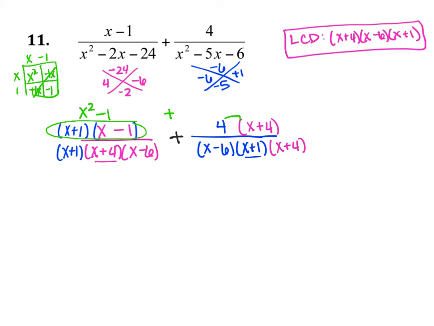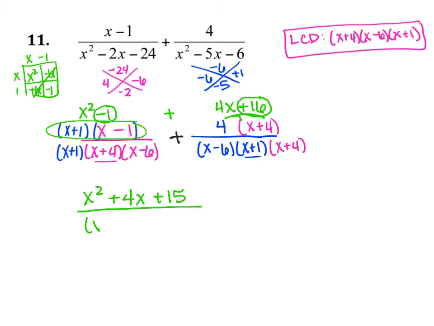Plus, here I just need to distribute my 4, so I get 4x plus 16. Altogether, that gives me x squared plus 4x, and then negative 1 plus 16 is plus 15, all over my least common denominator. It does not matter which order we write those things in. So x plus 4, x minus 6, and it also needed an x plus 1.